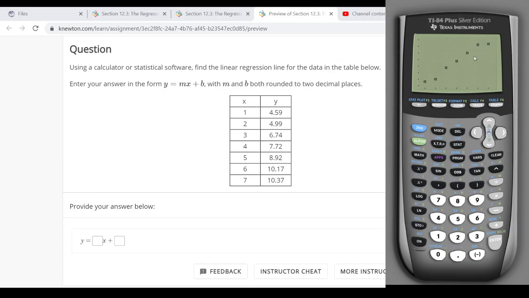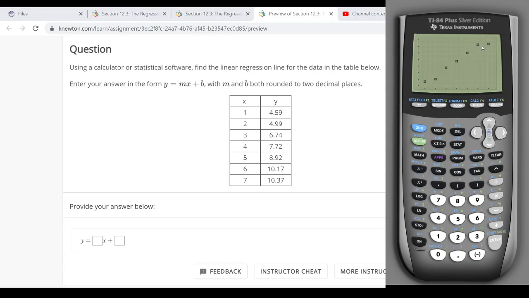So here are these 7 points, and if you'd like to see what they are, you hit the trace button. There's 1, 4.59, 2, 4.99, 3, 6.74, and so on. All right, so get out of there, go back to the graph. Now again, it looks to me as though this data is rising as you move to the right. They're tending upwards. So I would say that these variables x and y have a positive linear relationship, because if I try to fit these with a good line, that line is going to have a positive slope. It's going to tend upward.